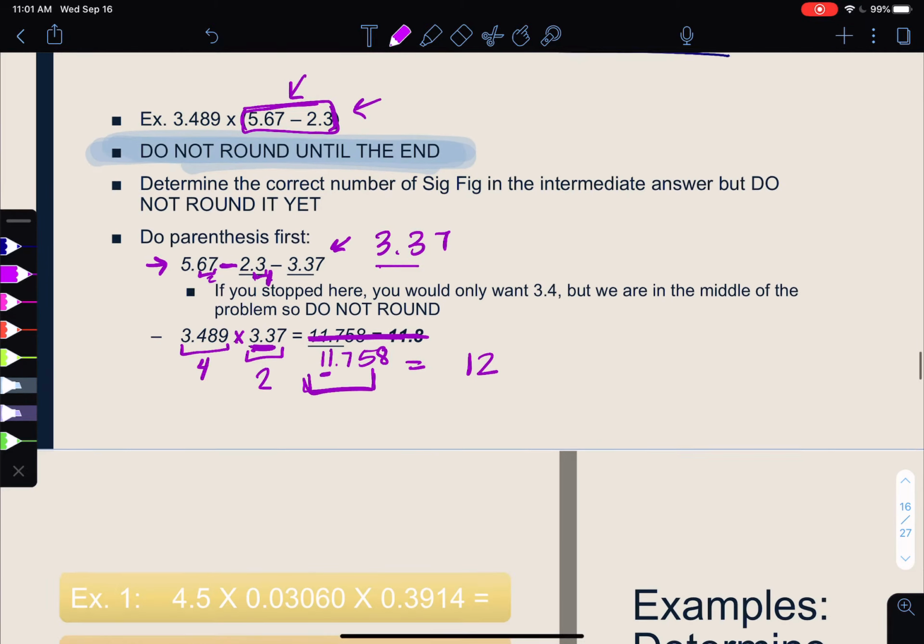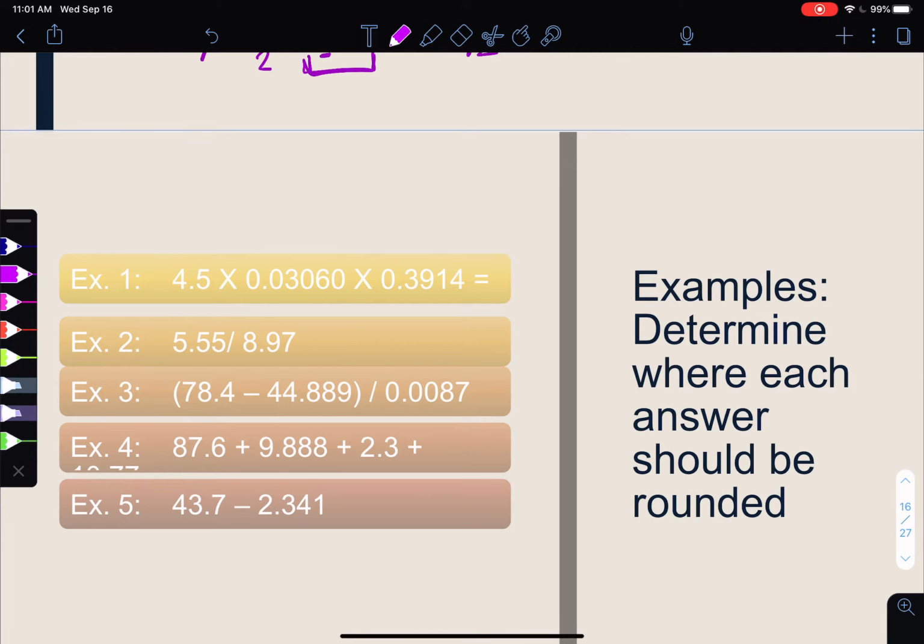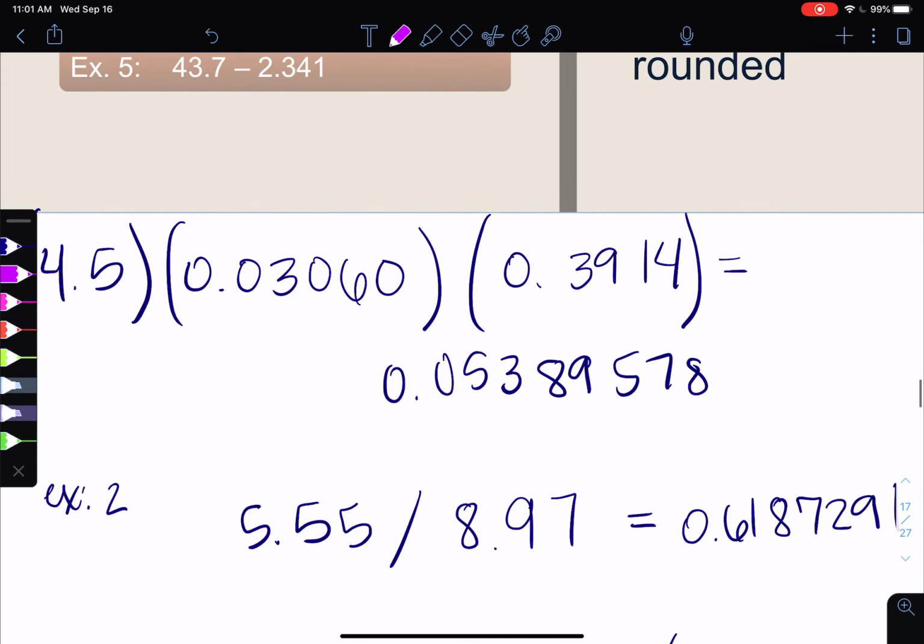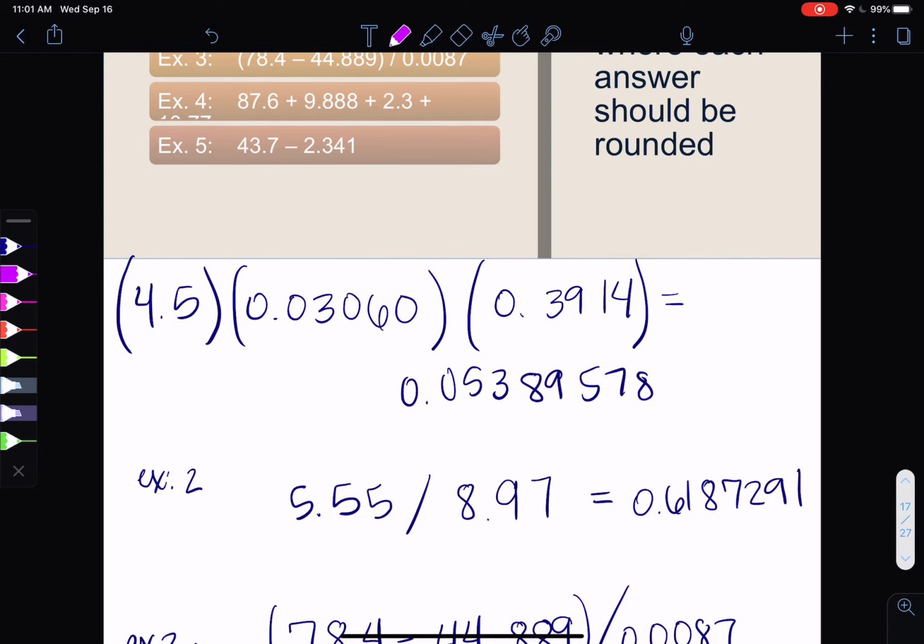Okay. Let's do some examples. These examples are going to be easier the more we do them. I went ahead and wrote them here. So in example 1, I'm multiplying. I have 4.5 times 0.03060 times 0.3914. All right, lots of numbers. I put that in my calculator and I get this big old number out. This is what my calculator gives me. But how do I know where to round?